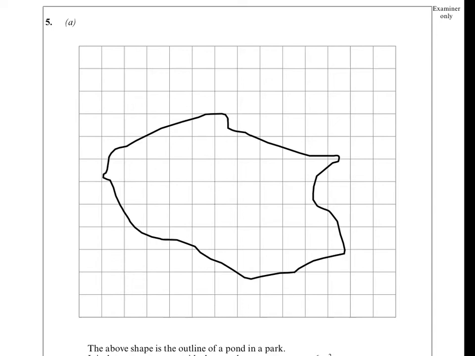So for question 5a, you need to estimate the area of the surface of a pond. To start with, you're going to do this by counting squares, and you get a method mark just for showing that you're counting squares. As a rule of thumb, I would say count any square that is half or more, but ignore a square if it's less than half.